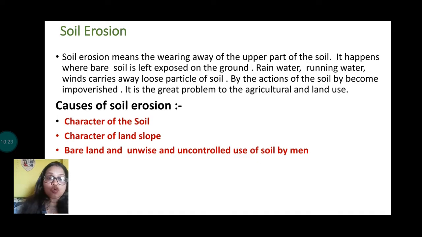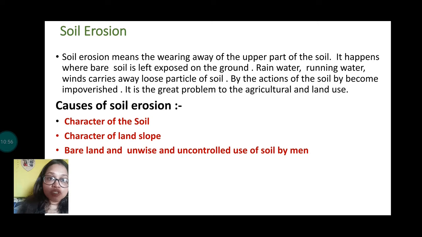Soil erosion means the wearing away of the upper part of the earth's surface, or the upper part of the soil. When it happens, bare soil is left and the ground is exposed. Running water, wind, and also rainwater are mainly the causes of soil erosion. By the actions of these, the soil becomes impoverished, and it is also a very big problem right now.